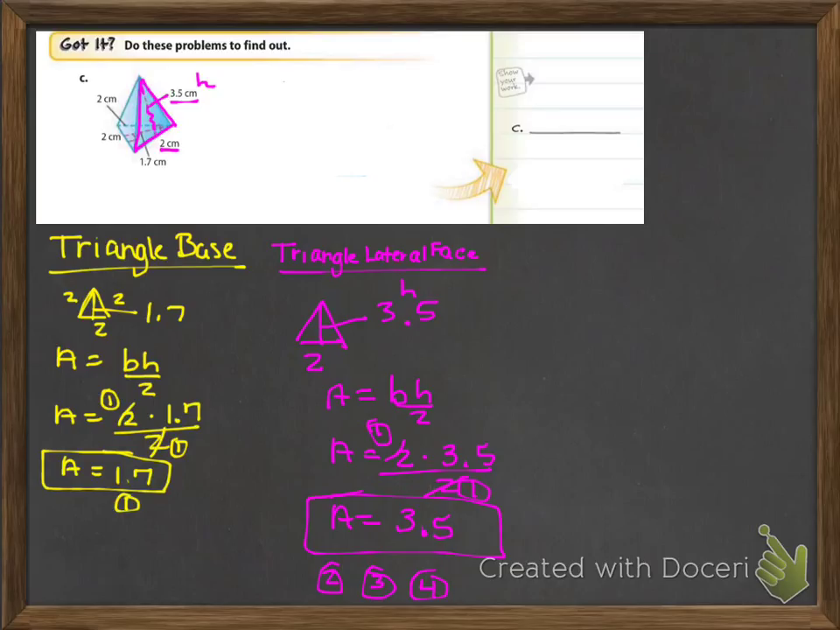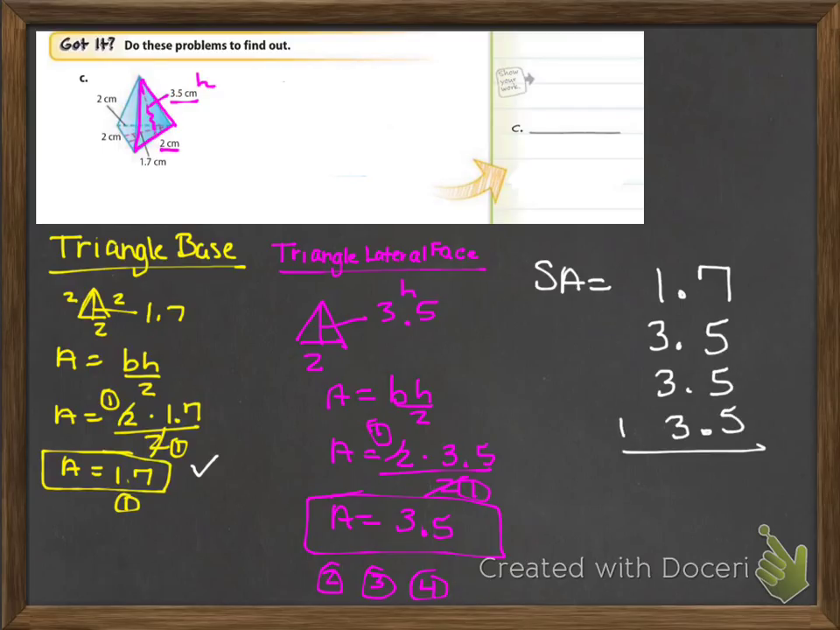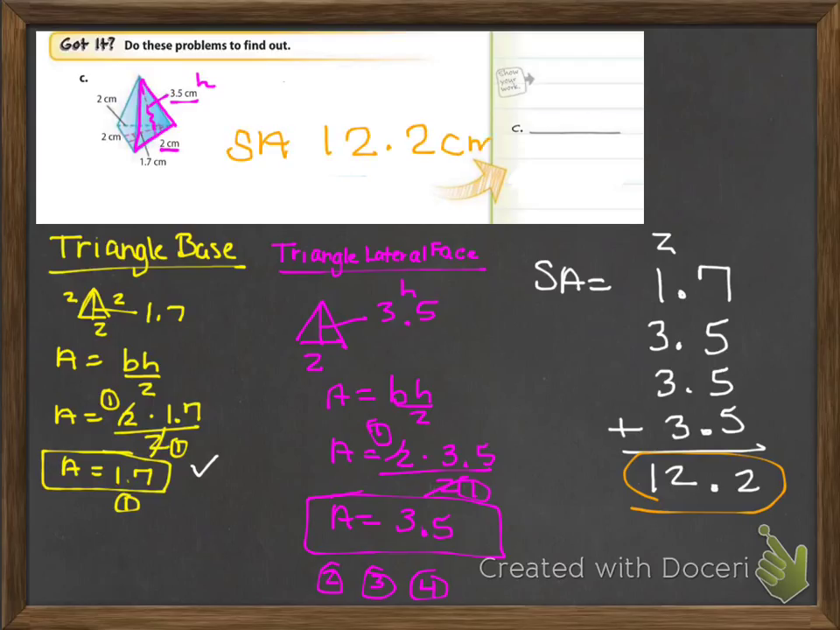So now to calculate the surface area, we're just going to go ahead and add all of these up, making sure to line up our decimals. So as you can see, I took the 1.7 from the base, and since that only accounts for 1 of the faces, I went ahead and put a check there. And then I have 3 that are at 3.5. So 3.5, 3.5, and 3.5. So now I'm just going to add those up, and I get my final answer, which is going to be 12.2. So I find out that the surface area is going to be 12.2 centimeters squared. And that should be written right there on the line for C. Let's go ahead and take a look at D.